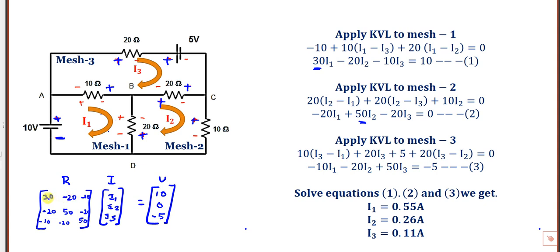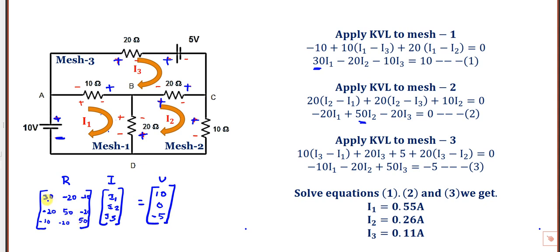This is 1, 1. So 1, 1 means it belongs to mesh 1 only. In mesh 1, how many resistances are there? 1, 2: common to 1 and 2. 1, 3: common to 1 and 3. And this is 2, 1, 2, 2, 2, 3. 2, 1: common to 2 and 1. 2, 2: exclusive to mesh 2 only, so the sum of resistance in mesh 2. 2, 3: common to 2 and 3. 3, 1: common to 3 and 1. 3, 2: common to 3 and 2. 3, 3 means exclusively for mesh 3.